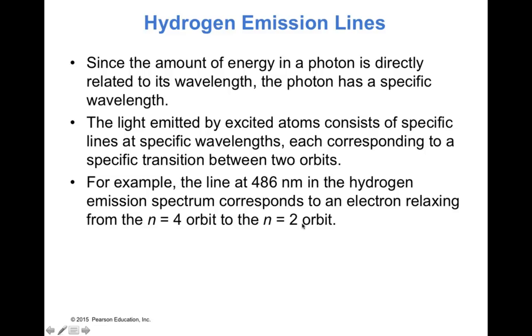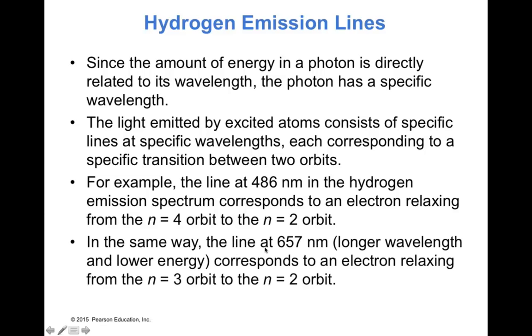So what do you expect if the transition was from 3 to 2? Will it have a higher or a lower wavelength? When we have a transition from 3 to 2, we have less energy. Because it's a lower energy, it will have a longer wavelength. So the line at 657 nanometers, which is another line that we can see for hydrogen, corresponds to an electron relaxing from the n equals 3 orbit to n equals 2.